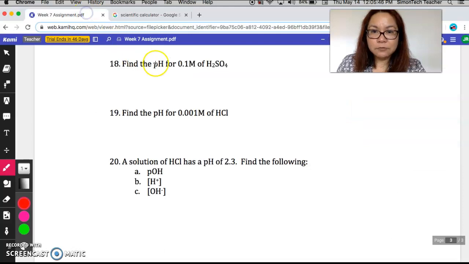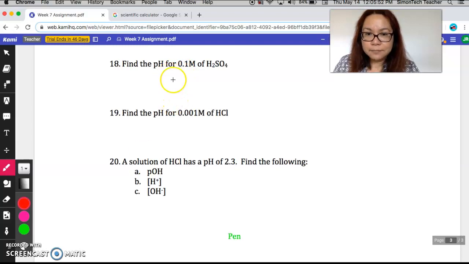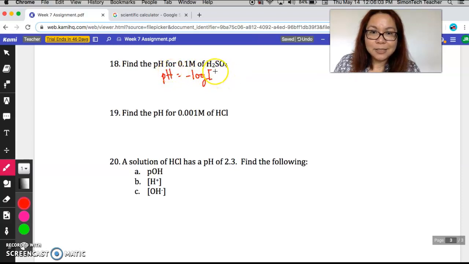So for this first one, the equation to find the pH is negative log times the concentration. This one is H, so it's going to be the concentration of the acid. That's what it's going to look like. So you enter the negative, you press the log, multiplied by this concentration, 0.1.